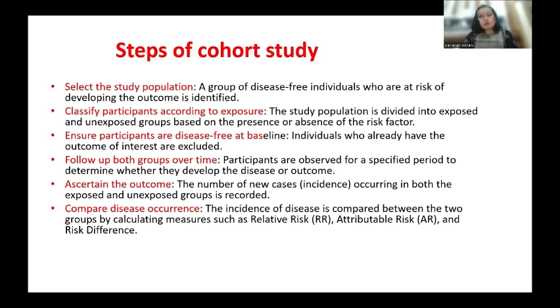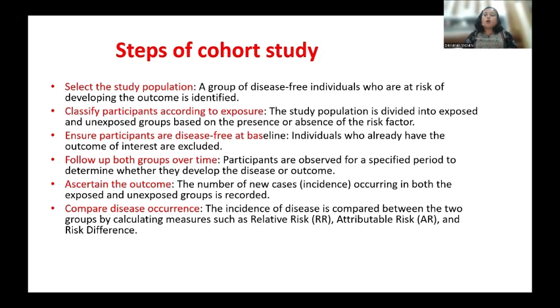So in this question, it was a direct question where you give the steps of cohort study. It's a simple direct question where you select the study population. You find a group of disease-free individuals who are at risk of developing the disease or the outcome. You will classify them according to the exposures. You will ensure participants are disease-free at the baseline. This is very important. Otherwise, the study will be biased. Now, selecting the population, you have to do sampling. Whenever you're talking about sampling, two things you have to keep in mind. One, the number of people, how you're getting that sample size.